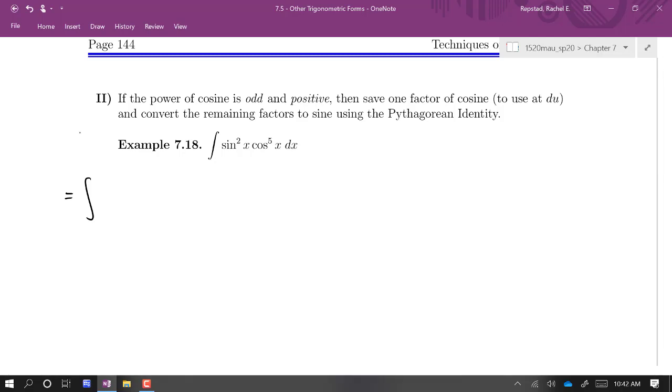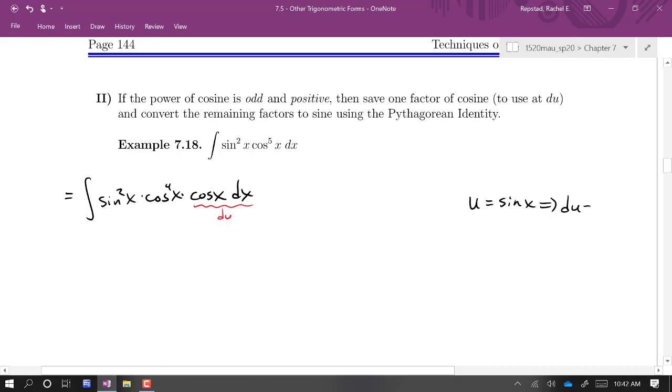So right out the gate, we're thinking, okay, I'm going to let u equal sine x. So we have sine squared x times cosine to the fourth x times cosine x dx. The whole idea is that right here is our du. So we must be thinking that u equals sine x. And if u is sine x, du is just cosine x. So I'm not off by a factor of anything. Right? I've got that all set. But I want the whole thing, the rest of the integral, written in terms of sine, because that's my u, which means I've got to do something about this cosine to the fourth.